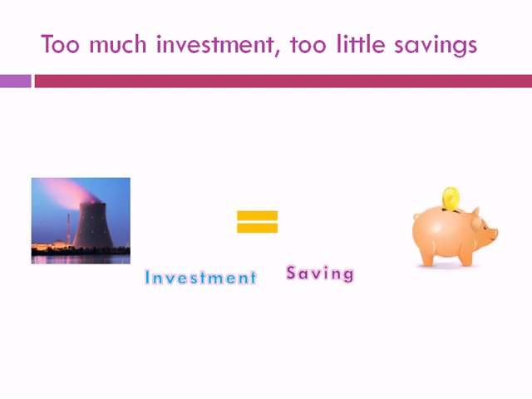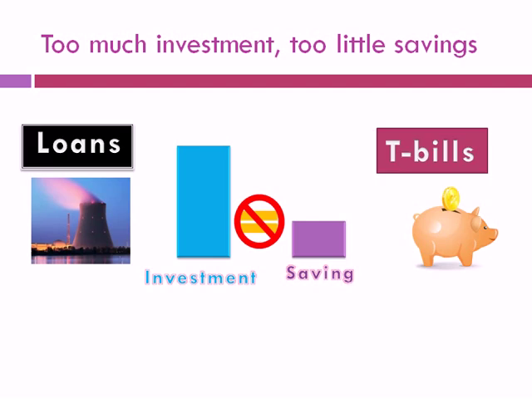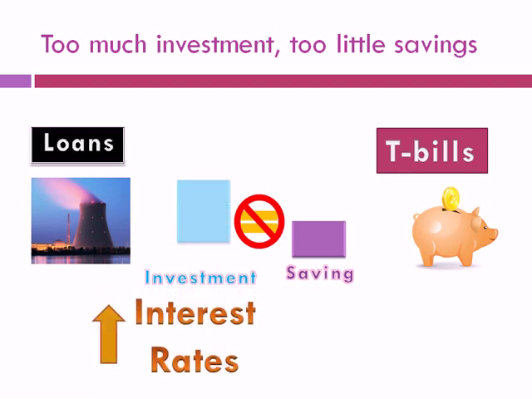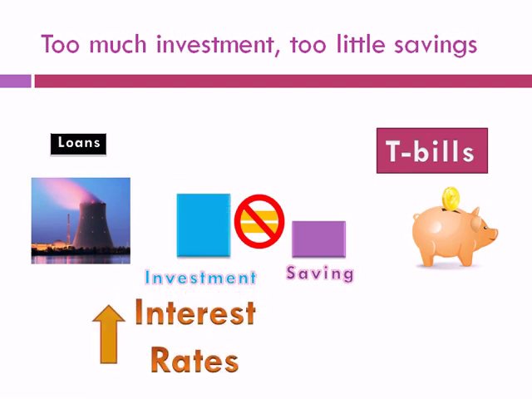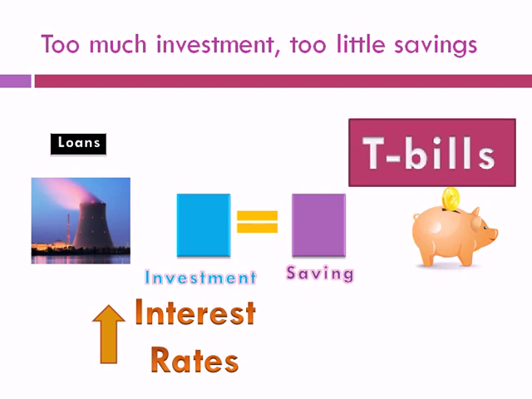Let's assume investment is too high and savings is too low. Well, interest rates would rise. This would make it more expensive to take out a loan. Demand for borrowing would decline, as would investment. With higher interest rates, people would want to purchase interest-related products such as T-bills and bonds. Savings would therefore increase. Theoretically, the difference in investment and savings would balance out.